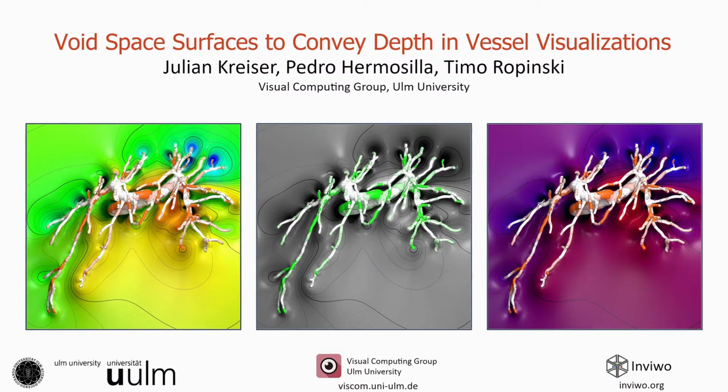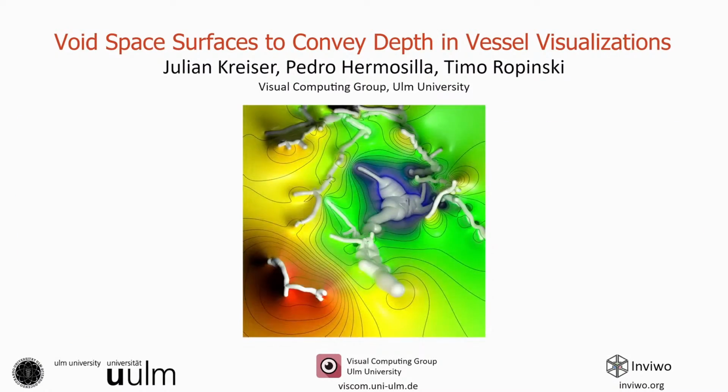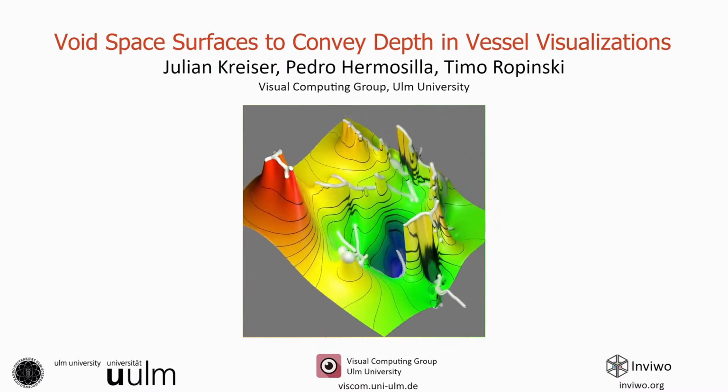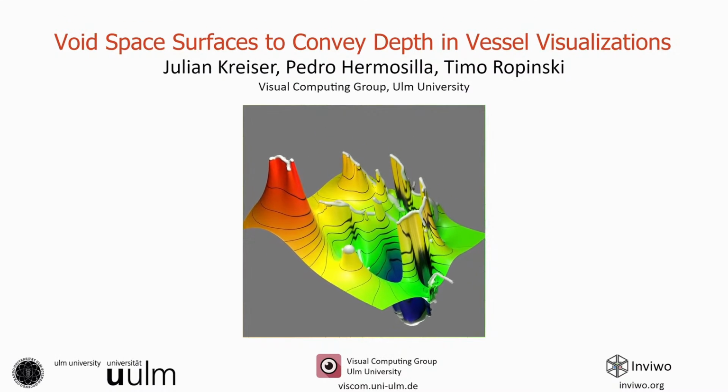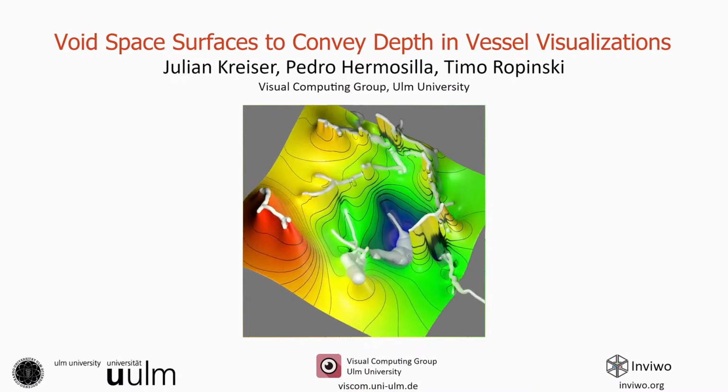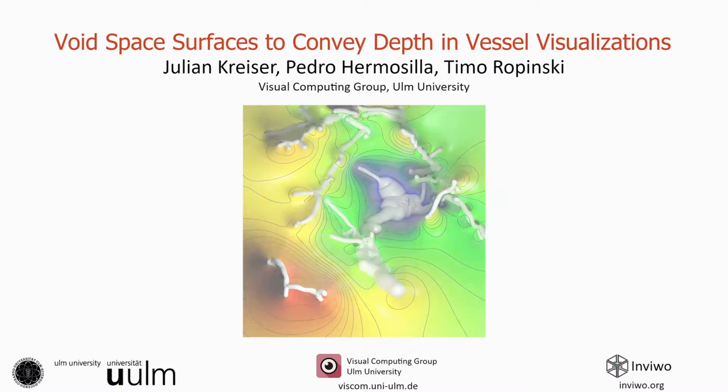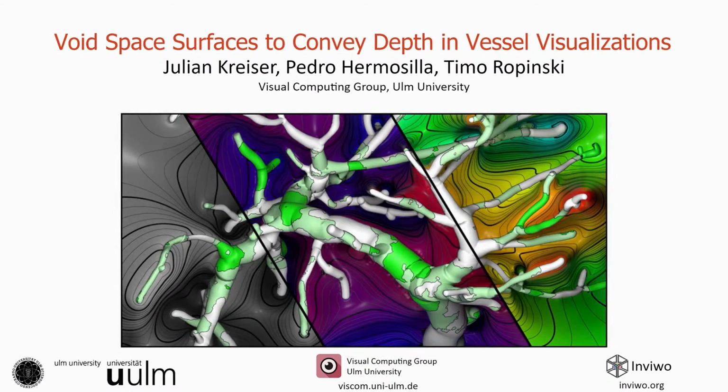White space surfaces are a novel approach to convey depth in vessel visualizations. The core idea is to shift all additional depth cues away from geometry and to use the usually empty space between the vascular structures. This allows us to display functional parameters on the surface and supporting cues on the background. We will explain how to generate such surfaces and how to use them as a canvas to further enhance depth and shape perception.